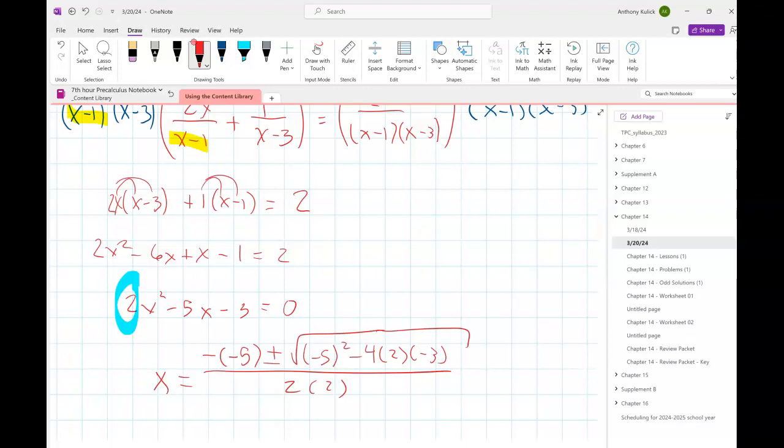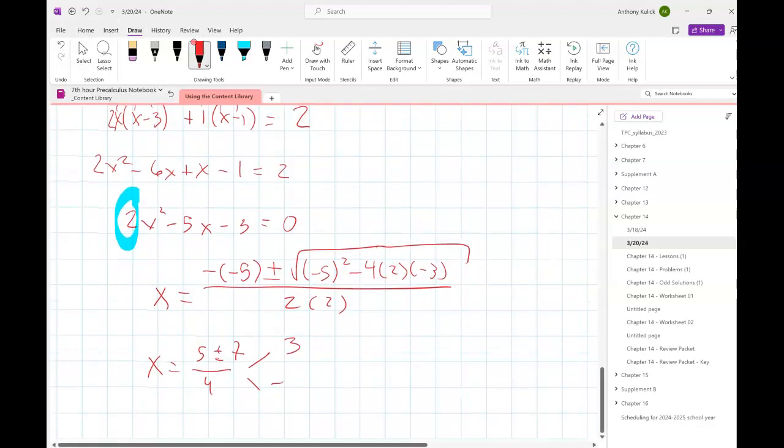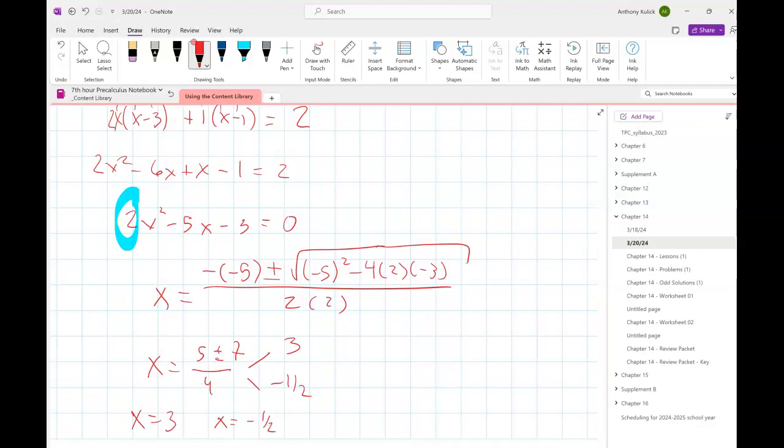Okay. So negative of negative 5 is 5. Negative 5 squared is 25. Negative 4 times 2 times negative 6 is 24. 25 plus 24 is 49. The square root of 49 is 7. 5 plus 7 over 4 is 3. 5 minus 7 over 4 is negative 1/2. But I'm not done. What do I still need to do?